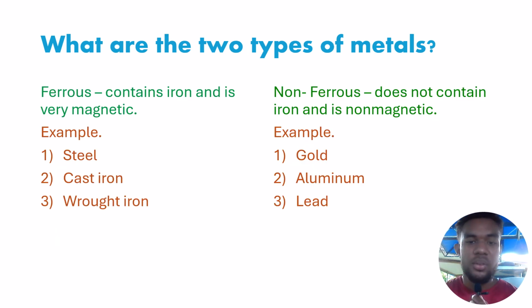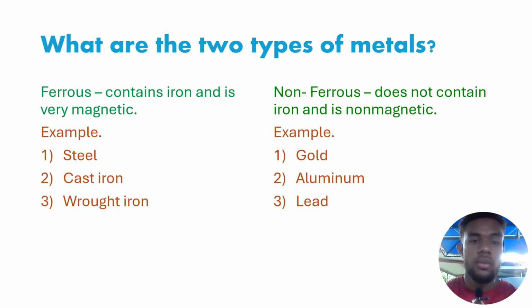What are the 2 types of metals? The 2 types of metals that we've learned are ferrous and non-ferrous metals. First of all, ferrous metals contain iron and are very magnetic, whereas non-ferrous metals do not contain iron and are non-magnetic. Examples of ferrous metals are steel, cast irons, and wrought irons.